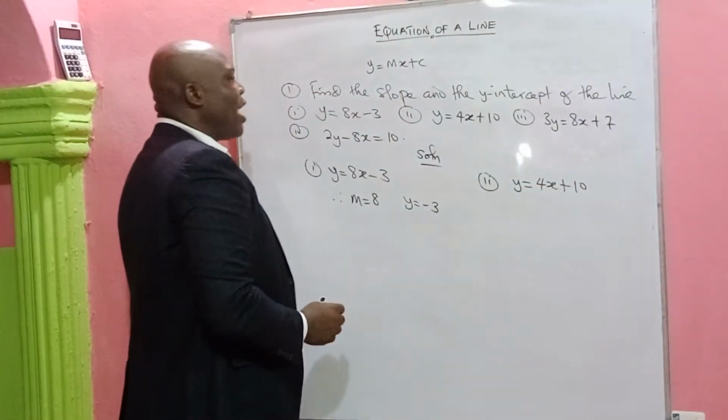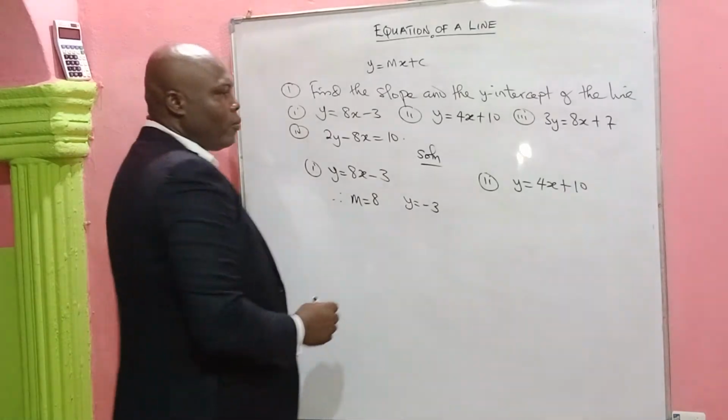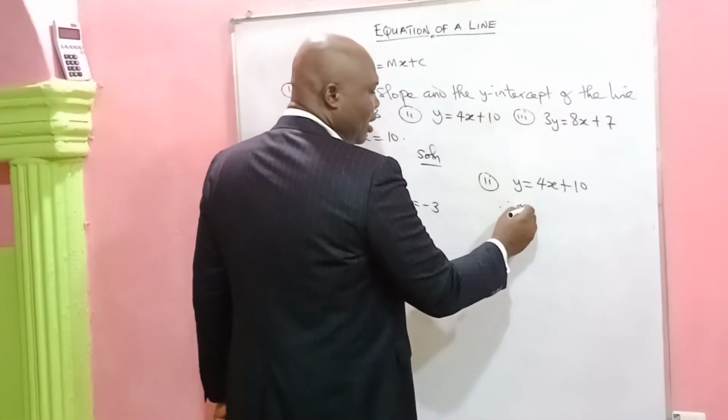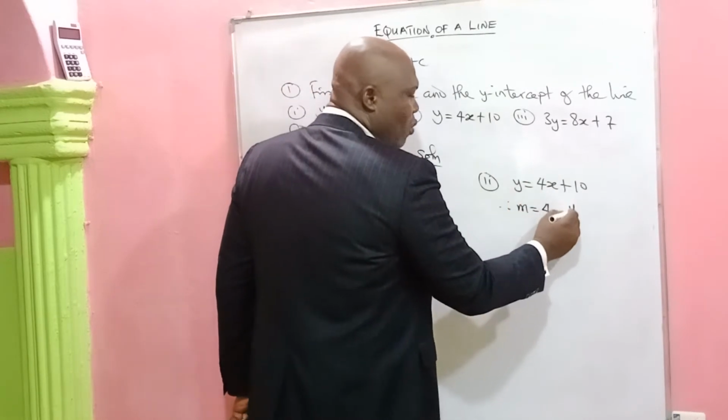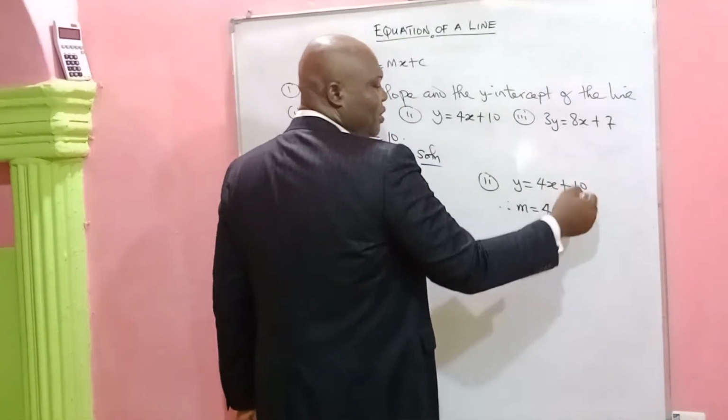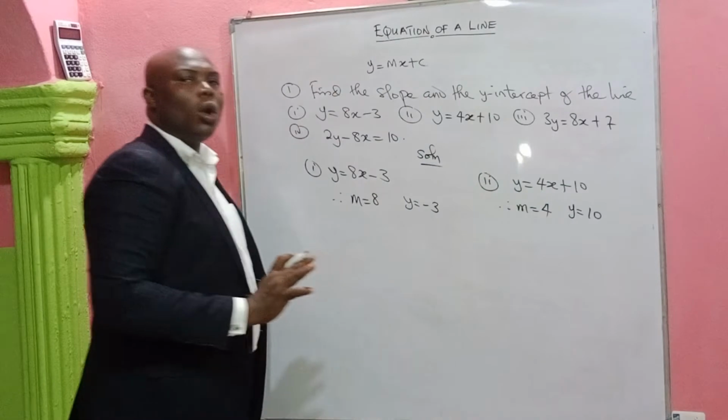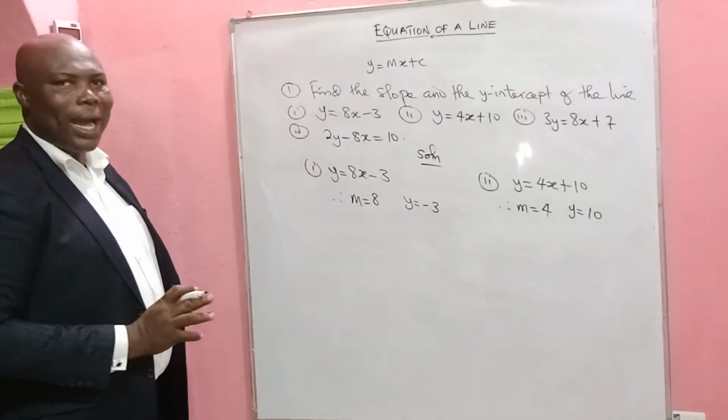They've asked you to find the slope and the y-intercept. Of course, the slope itself is equal to the coefficient of x, which is 4. And then the y-intercept is positive 10, that's 10. And that's all. You've been able to deduce the slope and the y-intercept.